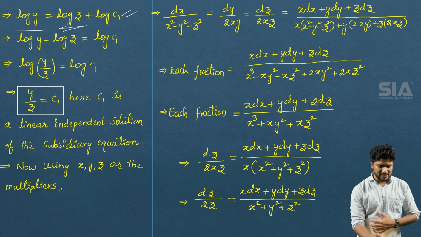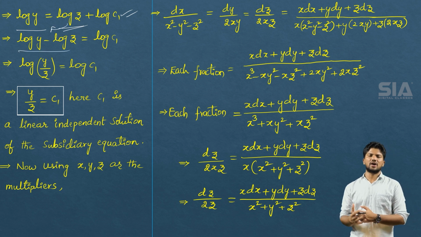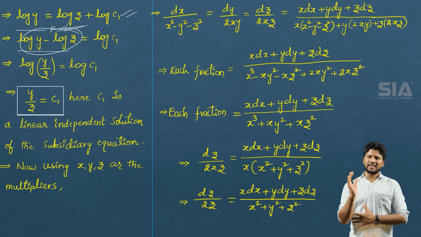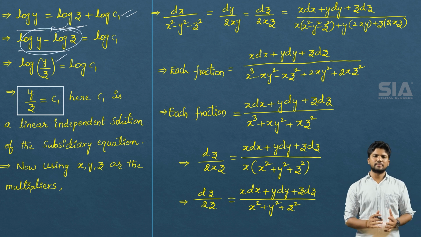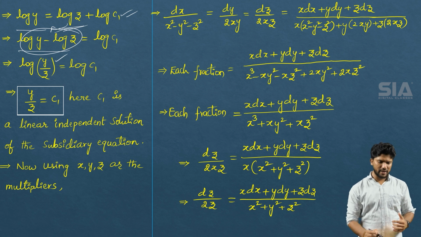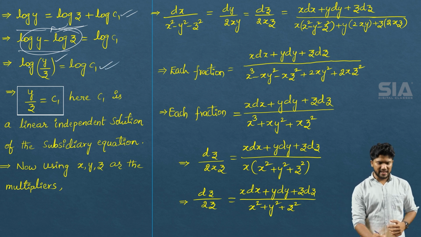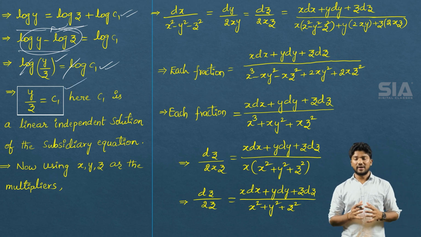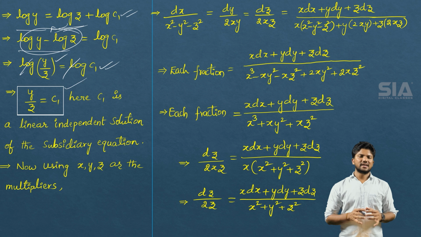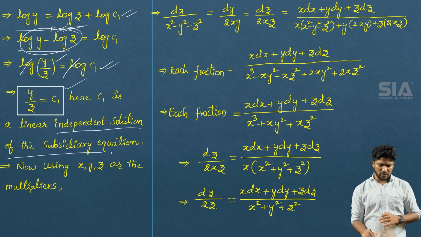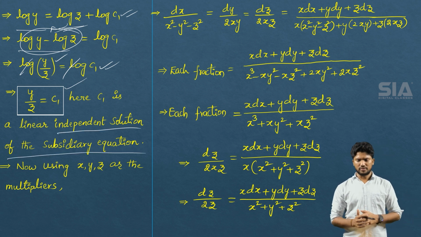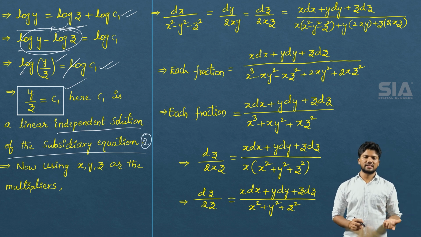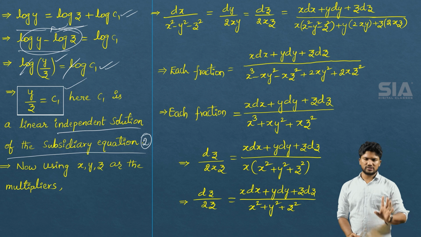Taking log z to the left-hand side, log y minus log z is equal to log c1. The left-hand side is in the format log a minus log b, so you can write log of a by b. So log of y by z equals log c1. Now cancel log on both sides, then you can write y by z is equal to c1. Here c1 is a linearly independent solution of the auxiliary equation number 2, the subsidiary equation. So one solution we derived.